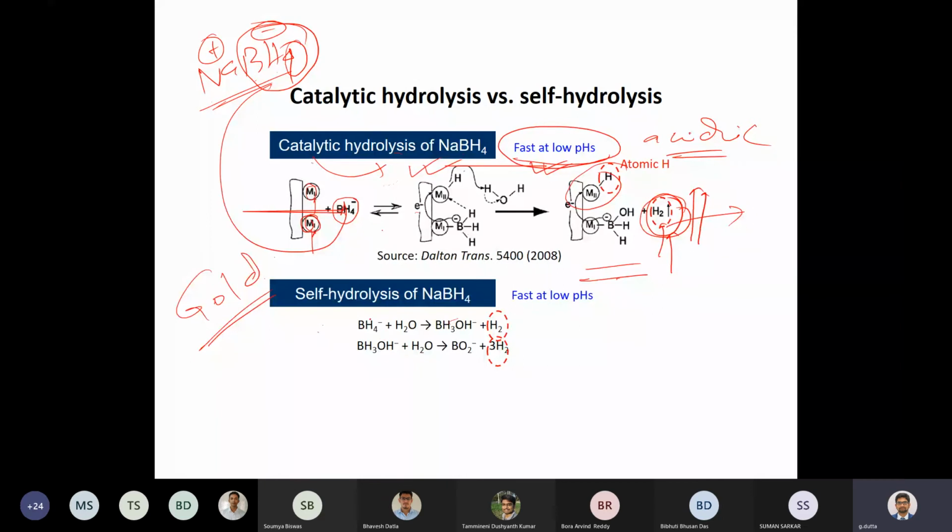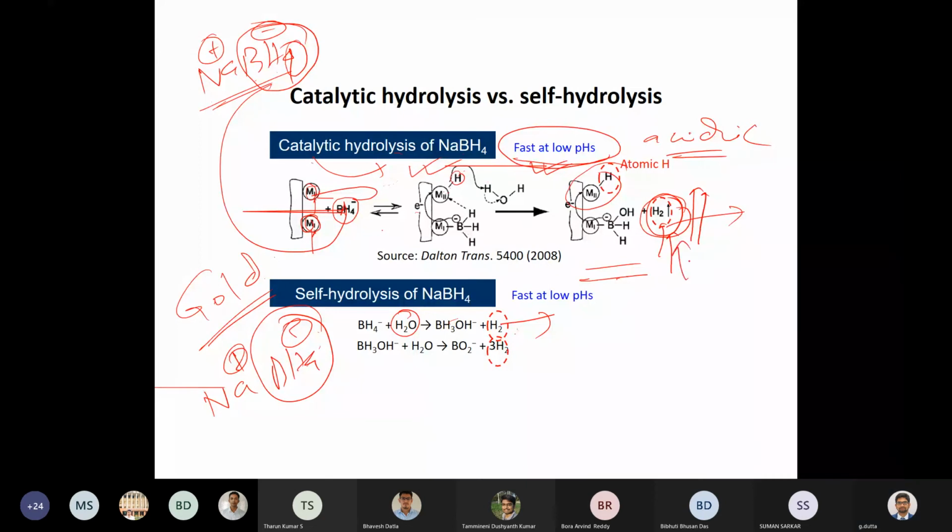Self hydrolysis means when sodium borohydride, Na+ and BH4-, right? BH4- itself can react with the water, and a hydrogen molecule can be generated. And BH4- can adsorb on the surface, a hydrogen atom can bind on the nanoparticle surface, and one hydrogen molecule can be generated. The first one is the catalytic hydrolysis, and the second step is called the self hydrolysis. In the self hydrolysis case, BH4- can generate some hydrogen.